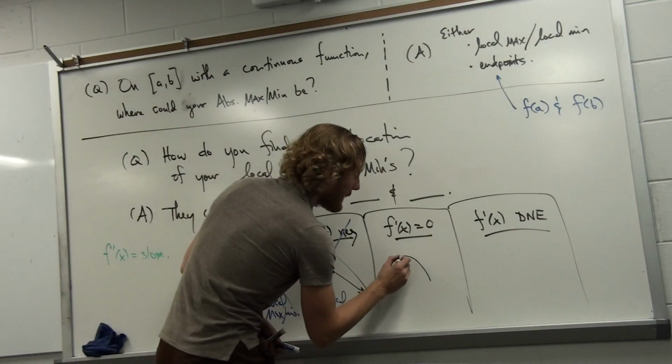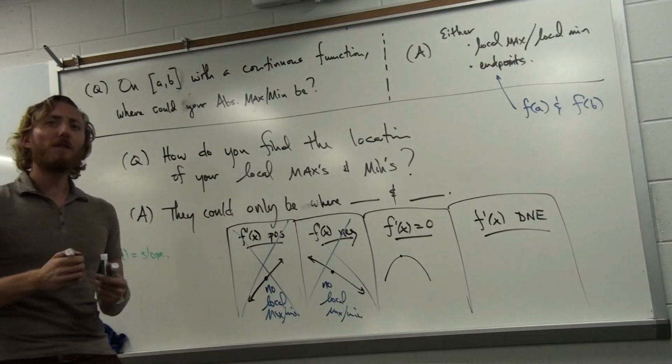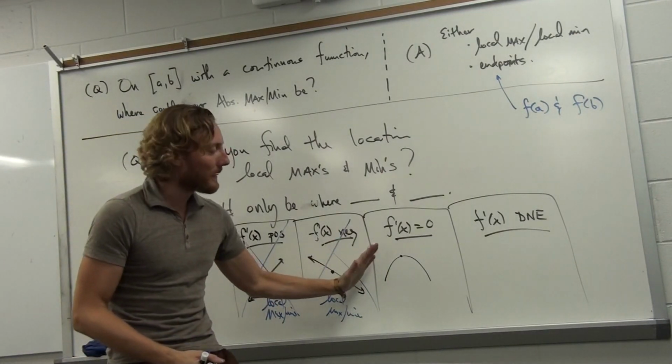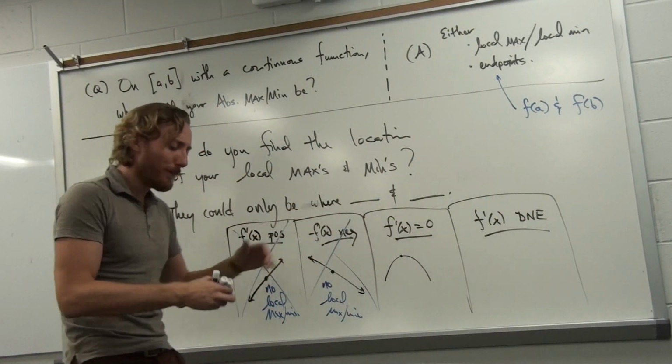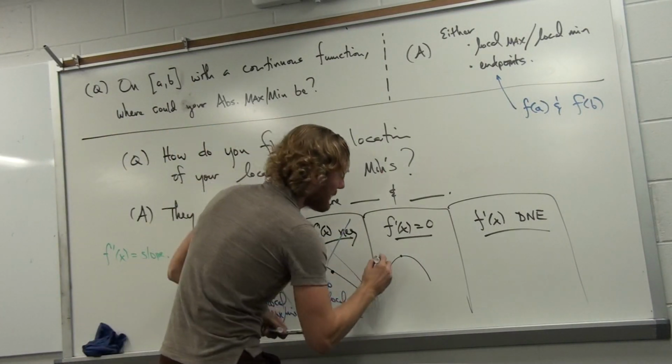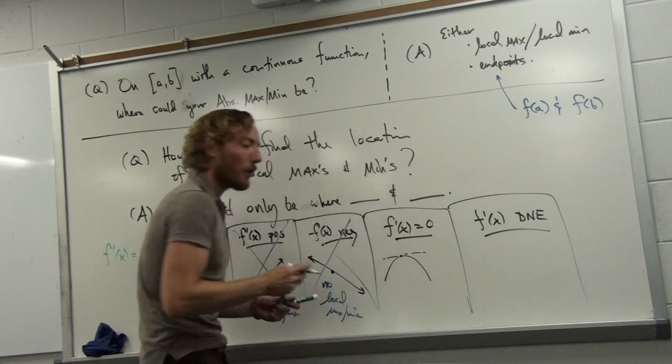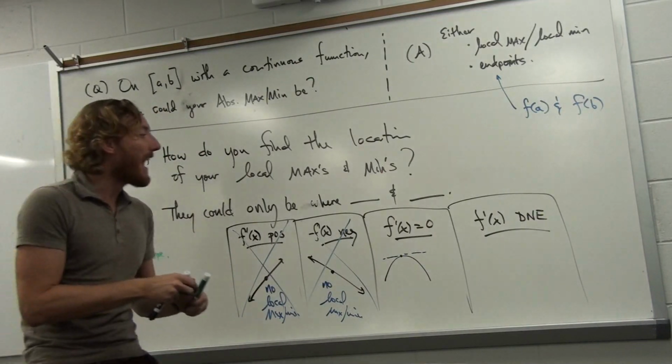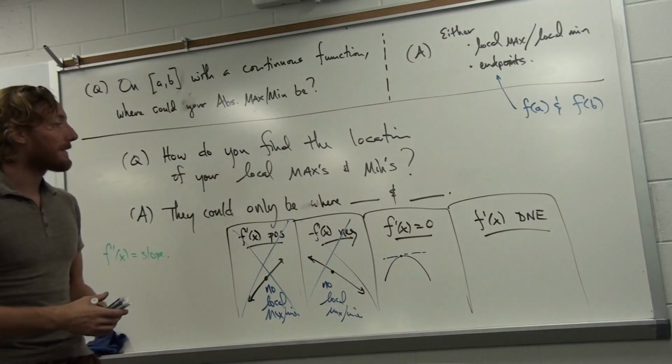Right here at the peak, what is the value of the slope? The slope is not positive, the slope is not negative, the slope is between positive and negative. And what is between positive and negative? That is a slope of 0. And guess what? That could be a local max.